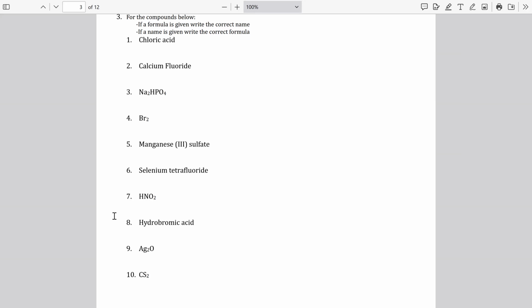You could call it covalent, and I would give you full credit, but you could also just say that it's an element. The better answer would be it's elemental bromine, or just that it's an element. But it is also a covalent compound.